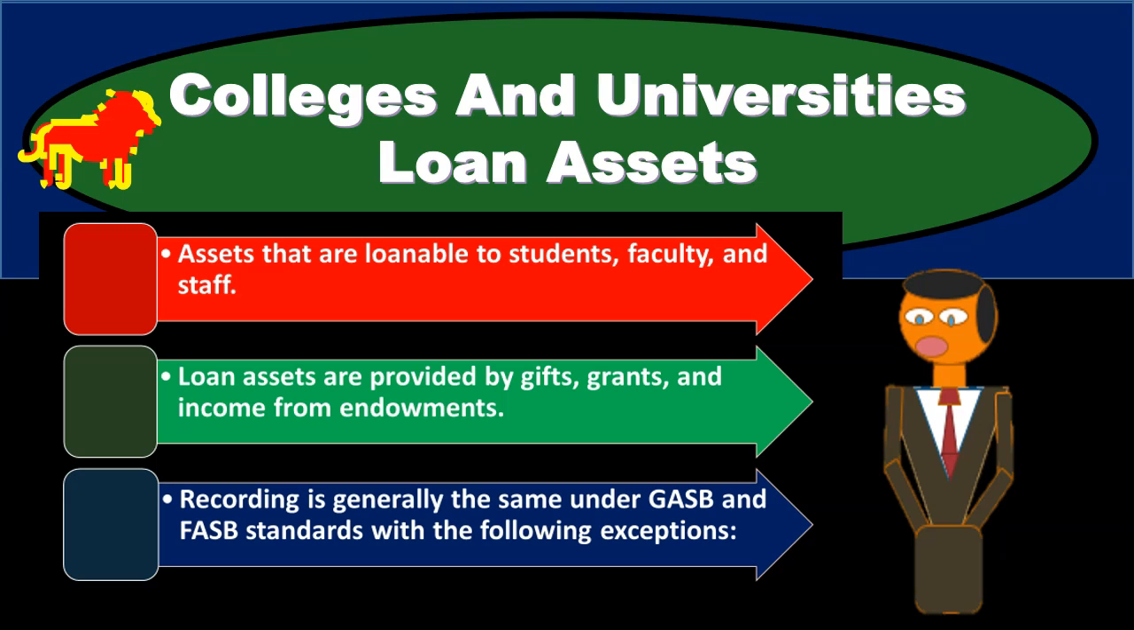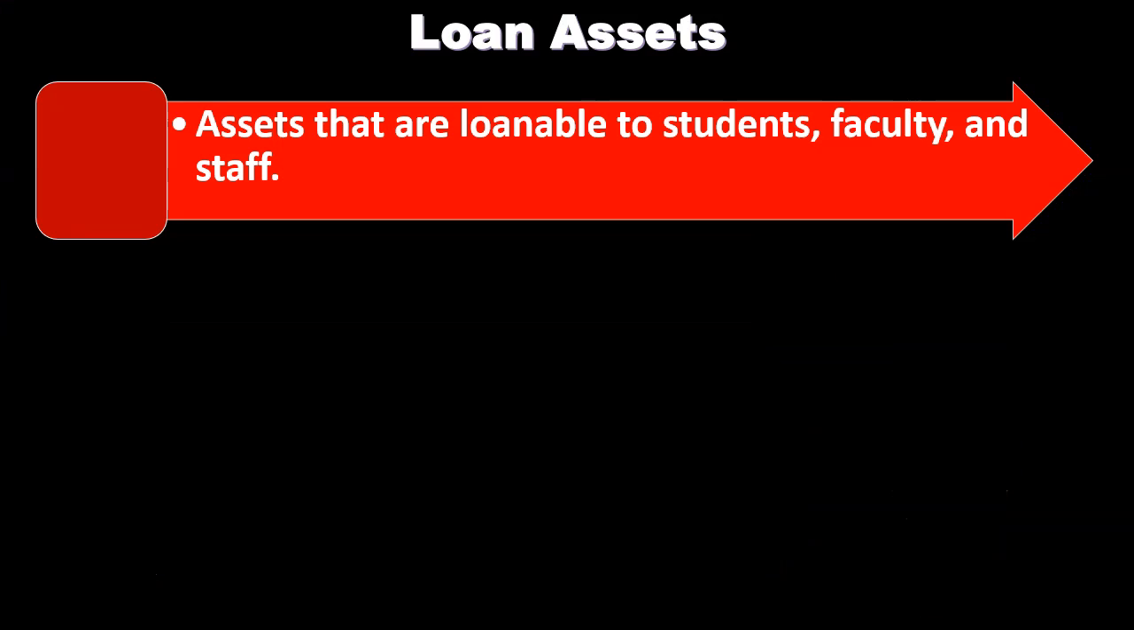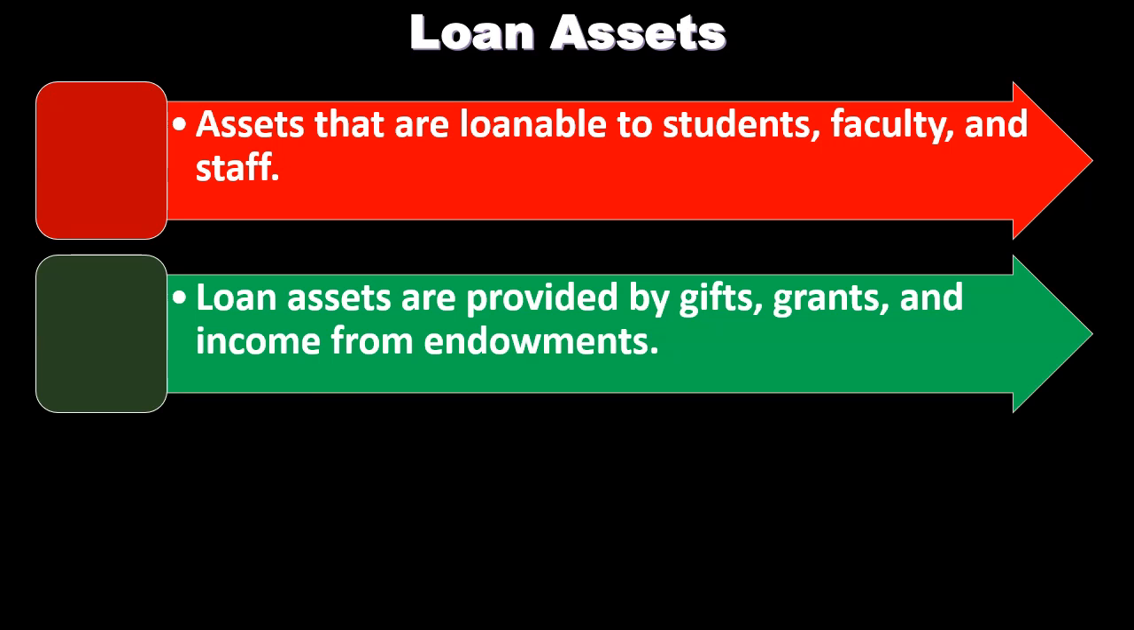In this presentation, we will discuss loan assets related to colleges and universities. Loan assets are assets that are loanable to students, faculty, and staff. So a loan asset is going to be an asset that is loanable to students, faculty, and staff. Loan assets are provided by gifts, grants, and income from endowments.